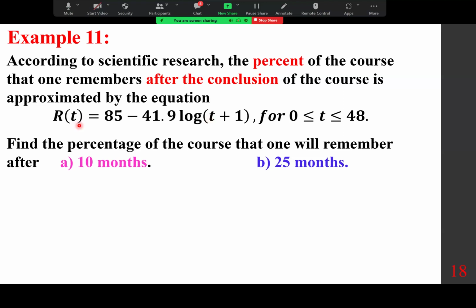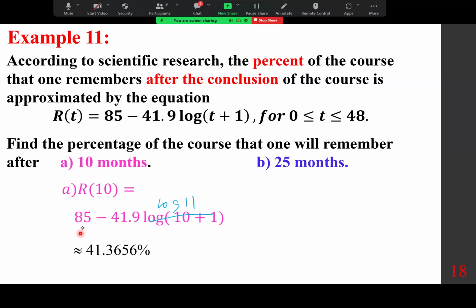So r of 10 is 85 minus 41.9 log of 10 plus 1, which makes it log of 11. So this is log 11, and you have to use a calculator to find that. Multiplied by 41.9, subtracted from 85. And it gives you 41.3656. That's a percentage because they said percentage.